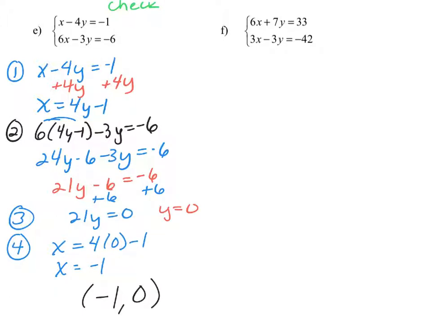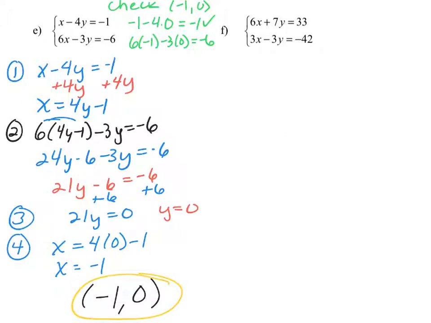Plugging in -1 for x and 0 for y, we get -1 minus 4 times 0 does equal -1. And 6 times -1 minus 3 times 0 does equal -6. So we know that -1, 0 is a solution to that system of equations. Let's go to the next example.